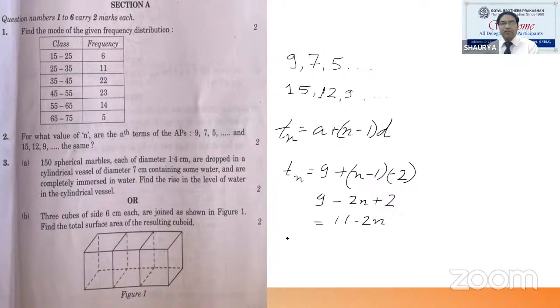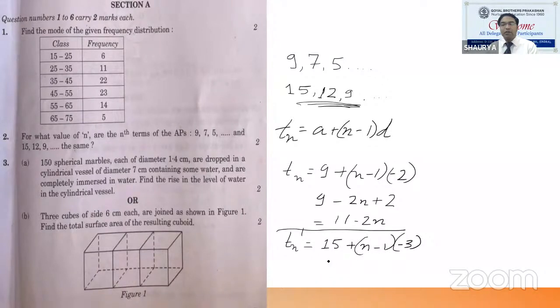We can do the similar thing to find, let's say, Tn dash, that is the nth term of the second AP, the 15, 12 one. Here again we have 15, that is a, plus (n minus 1) d, and d out here is 12 minus 15, which is minus 3. The common difference is minus 3. So again I can simplify it: 15 minus 3n plus 3.